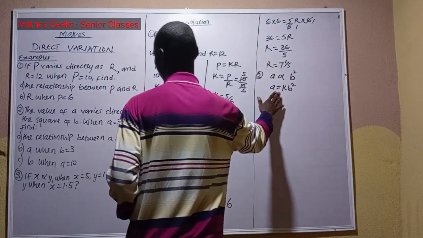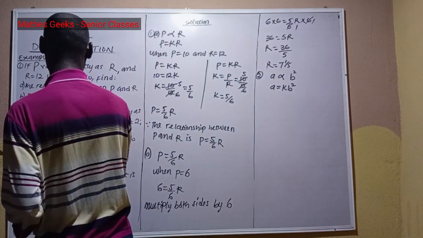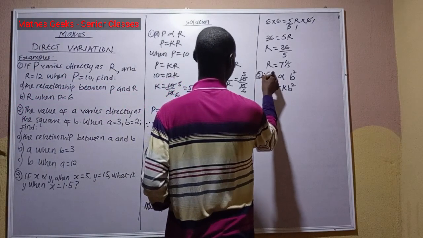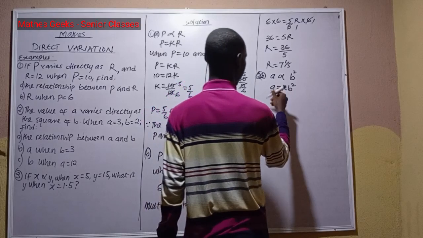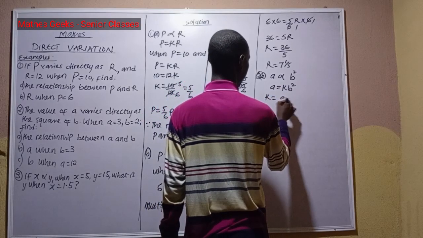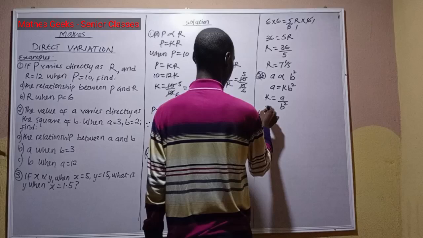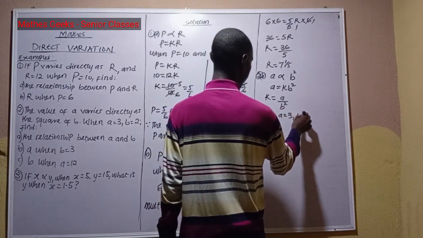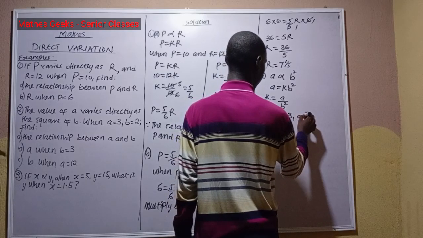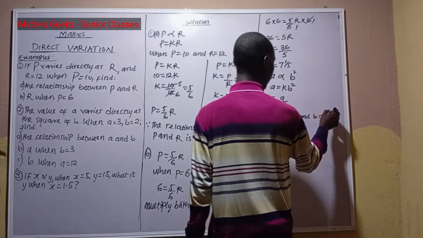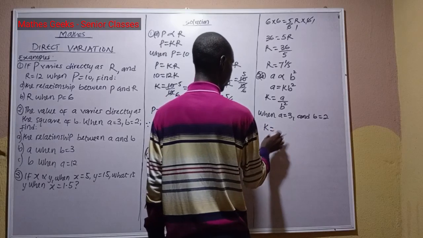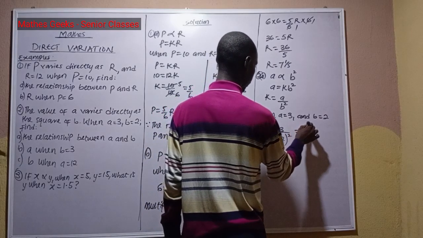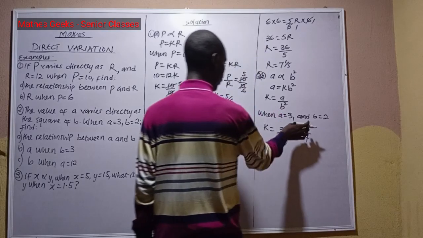And we need to get the value of the constant because that's what will help us to get the relationship between A and B, which is the part A. So let me write part A here. A equals K B squared. So K is equal to A over B squared. When A is equal to 3 and B is equal to 2, K will be equal to 3 over 2 squared. That's 3 over 4. So that's the value of K.